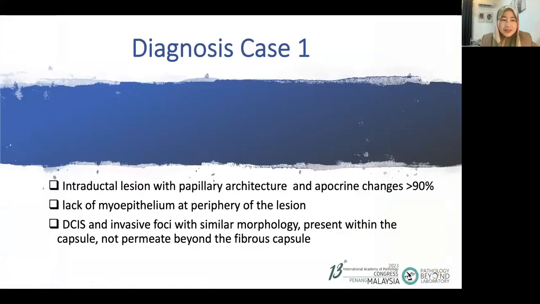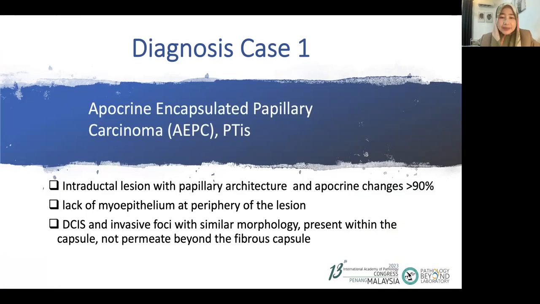So what is the diagnosis for case number 1? What we have is an intraductal lesion with papillary architecture and apocrine changes. More than 90% of the cells show apocrine change, with lack of myoepithelium at the periphery of the lesion. DCIS and invasive foci are present with similar morphology within the fibrous capsule, but not permeating beyond it. So the diagnosis of case number 1 is apocrine encapsulated papillary carcinoma, in situ.